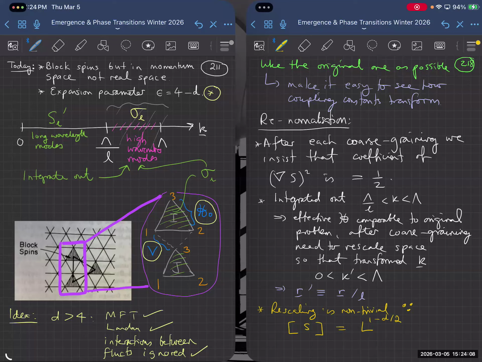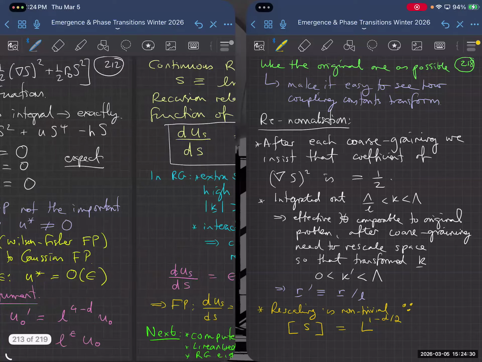And then what we want to do is rescale K so that this lambda over L now becomes the original lambda. That's what we're doing. So we're literally renormalizing space and we're renormalizing the order parameter. That's where the word renormalization comes from. Gregory, you wanted to ask a question?